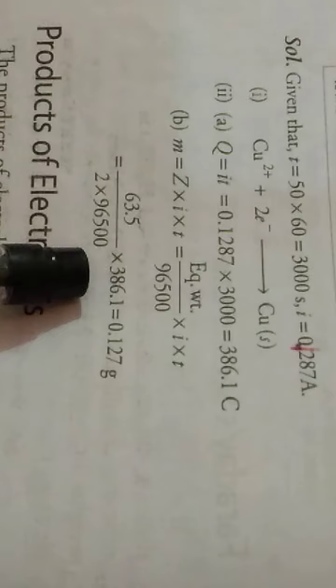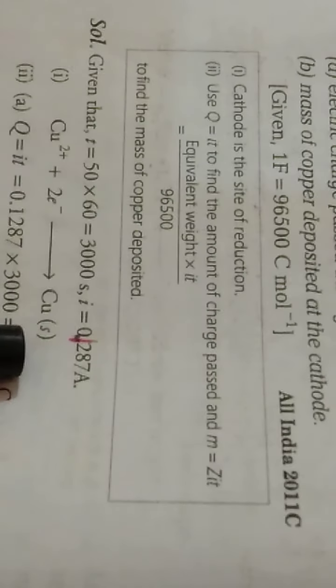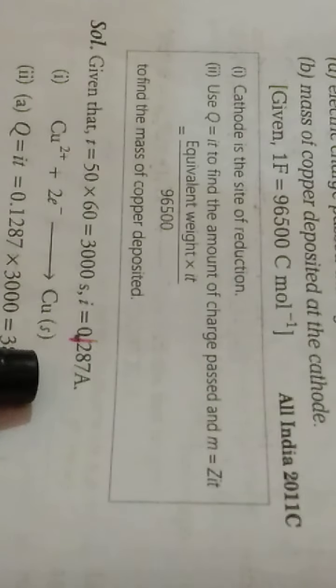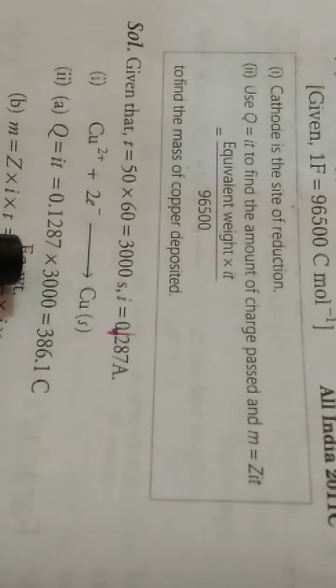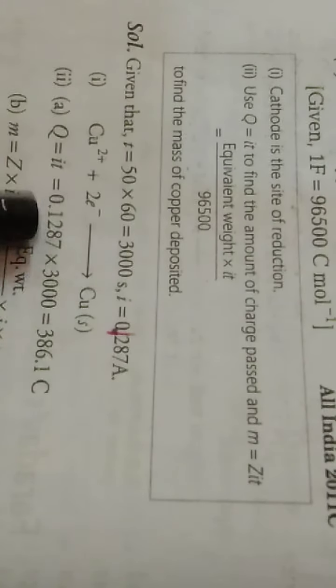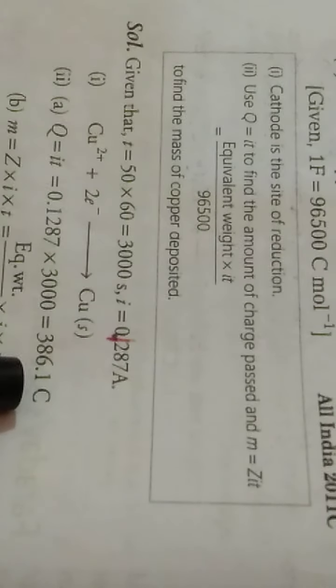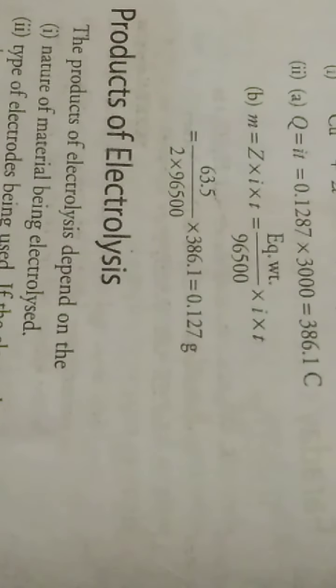And I is what, children? I is equal to 0.1287 ampere and T is 3000 seconds. So this I into T came out to be 386.1. So we have just kept the value of IT over here. So the mass will be equal to, on solving this, we get 0.127 gram.